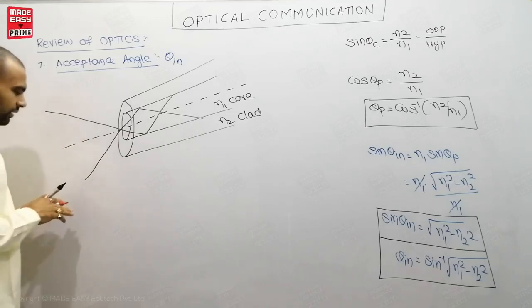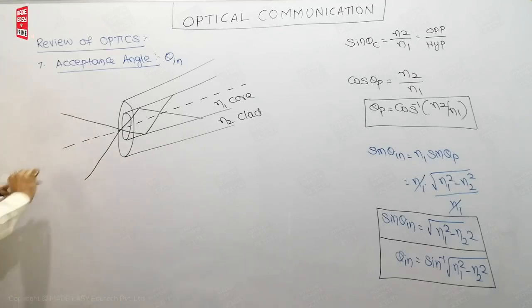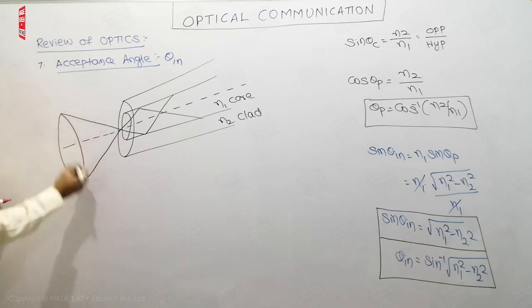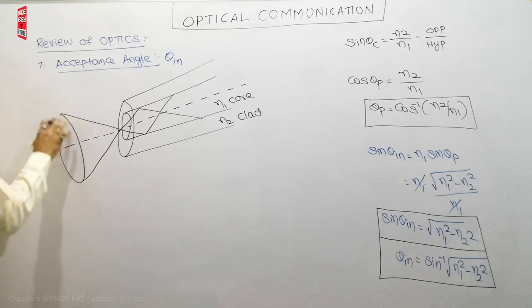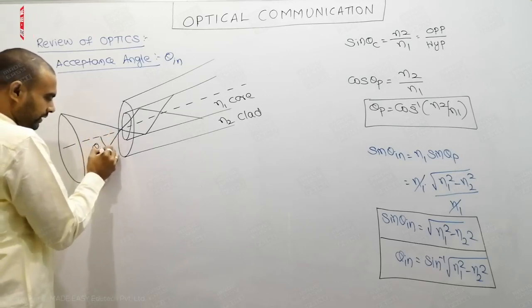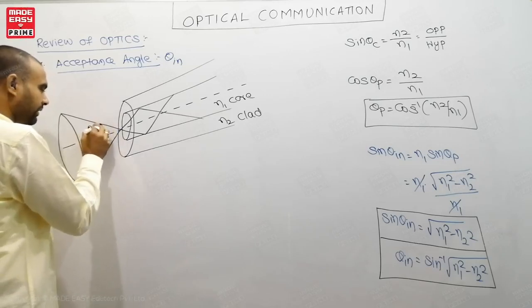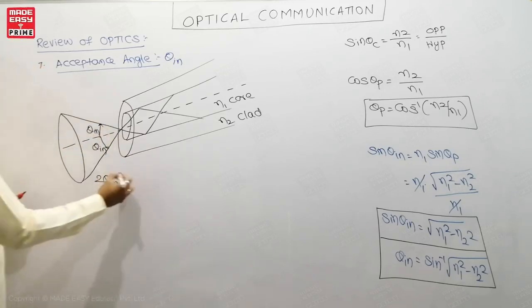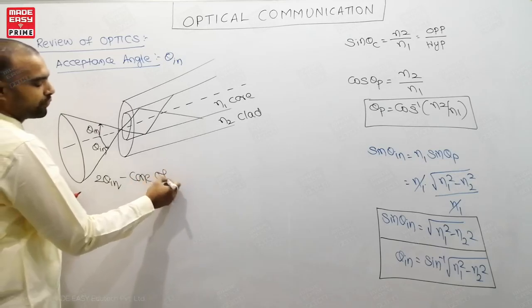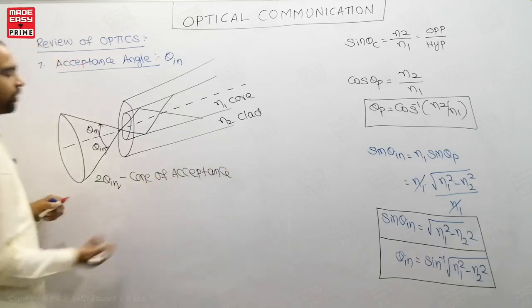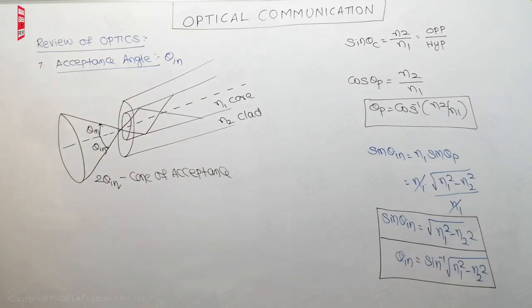this angle, whatever angle we are having, is said to be called as theta in, and theta in plus theta in, which is 2 theta in, is called as the cone of acceptance. It's called as cone of acceptance we are having.